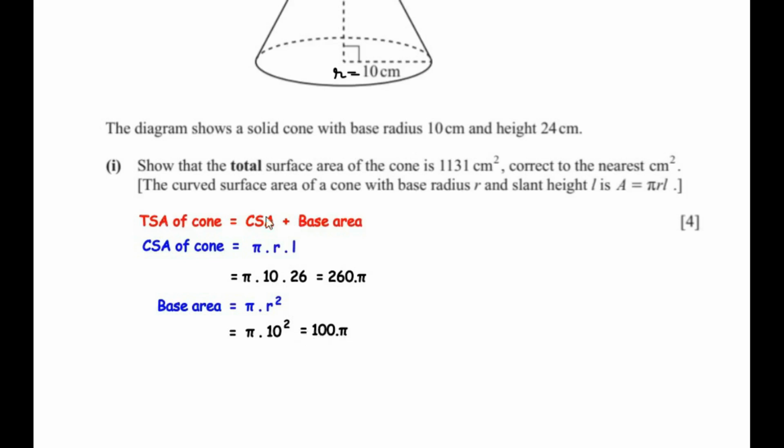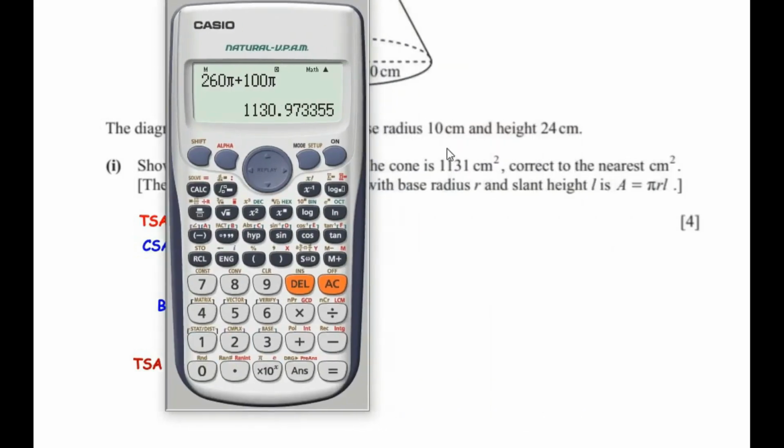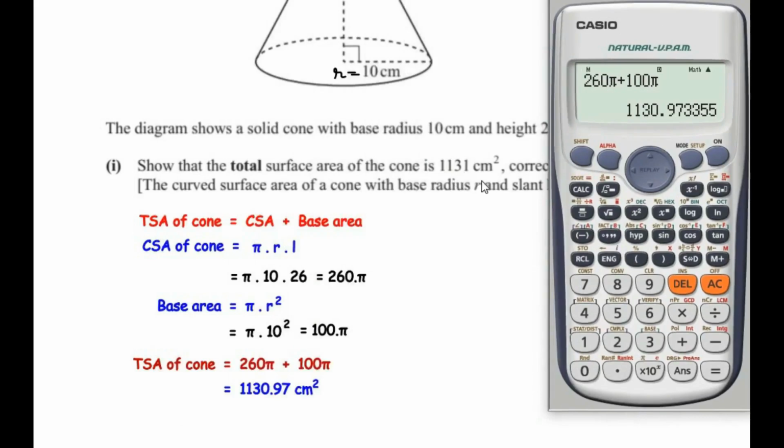Now let us consider this main formula, that is total surface area of the cone. Now total surface area of cone is equal to curved surface area, whose value is 260 pi, plus the base area, which is 100 pi. So let us see what value this gives us. So here we have the value as 360 pi, or in decimals it is going to be 1130.97. Now here in the question it was mentioned that we should be able to get 1131 square centimeter, correct to the nearest centimeter square. So we have to round it to the nearest centimeter square, thus rounding the value as 1131 square centimeter.